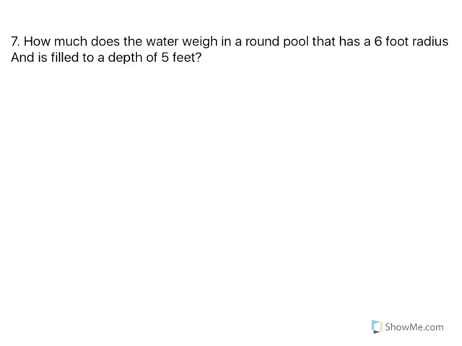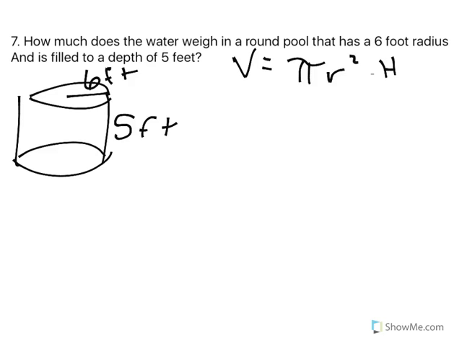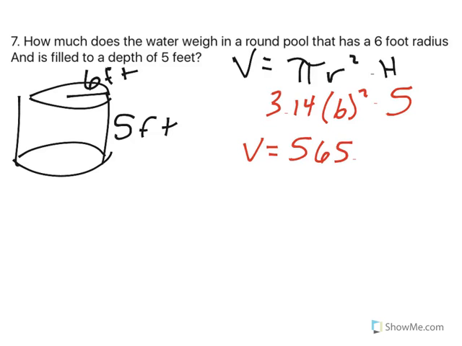How much does the water weigh in a round pool that has a 6-foot radius and is filled to a depth of 5 feet? Okay, so we're going back to a cylindrical shape here. 6-foot radius, 5 feet deep. The nice thing is these are both feet. So remember, volume of a cylindrical shape, pi r squared times the height. So we're going to take 3.14 times 6 squared times 5. 6 squared is the same as 6 times 6. So we find the volume of our pool to be 565.2 cubic feet.